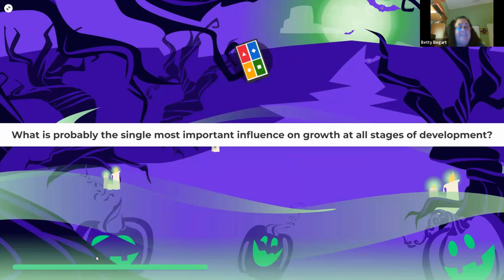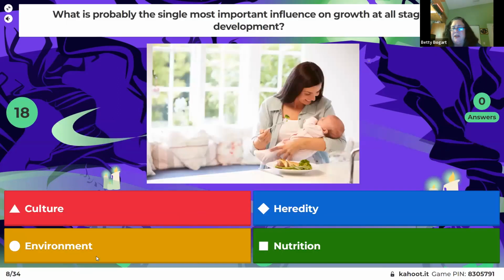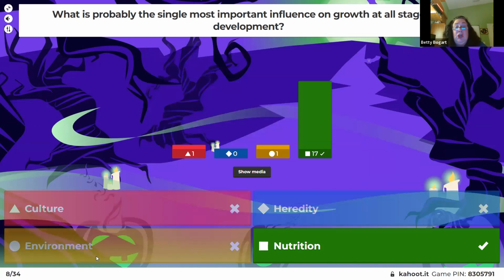What is probably the single most important influence on growth at all stages of development? I don't care if you are a senior or an infant. Nutrition, nutrition, nutrition. If you don't eat right, you're not growing right, your body's not getting what it needs. And we measure this a lot through height and weight at every visit.